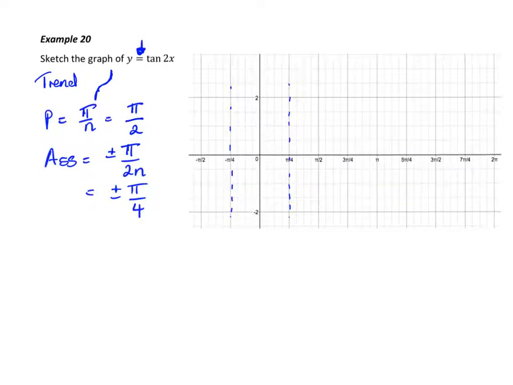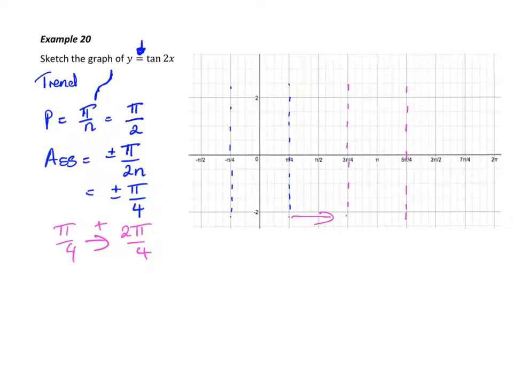Now to get my next lot of asymptotes, what I really need to do is add the period onto my last asymptote there. So I've got pi on 4. So then my next asymptote would be plus pi on 2, and pi on 2 is 2 pi on 4. So really, my next asymptote is at 3 pi on 4. So really, the asymptotes are the period apart. And so if I go up another 2 pi on 4, I would be at 5 pi on 4.